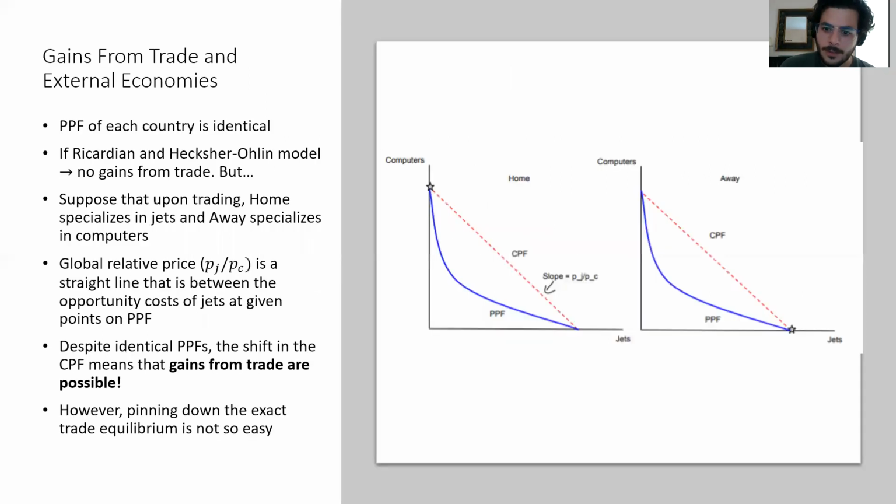And that's because specialization can be self-reinforcing with economies of scale. So if you're already producing jets, then it's very likely that you're going to be the low cost producer of jets. And you're further incentivized to specialize in jets, which cements you as the low cost producer of jets because it further lowers your opportunity cost of producing jets.